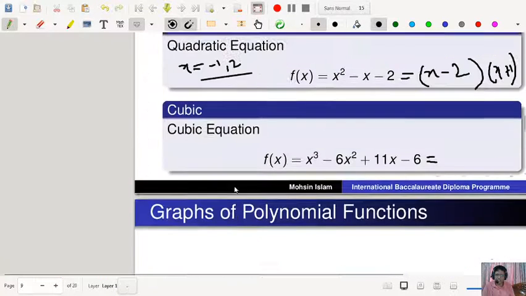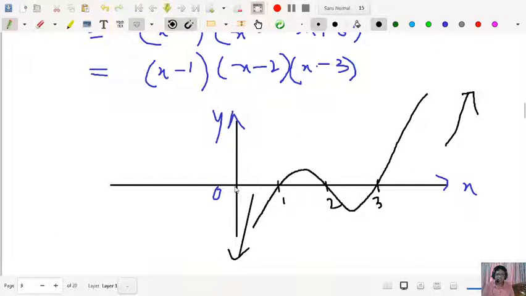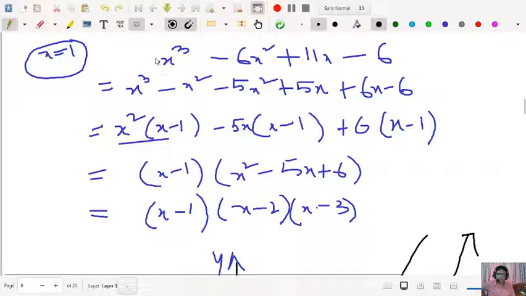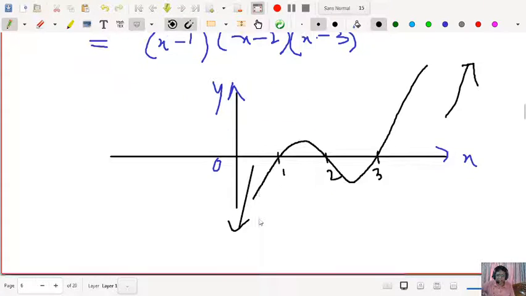The same thing I explained here also. Look at that, that was a cubic polynomial, x cube. The leading coefficient 1 is positive and n is 3, which is odd. So it falls to the left and rises to the right. That was the explanation of why it goes down on this side and goes up on this side.